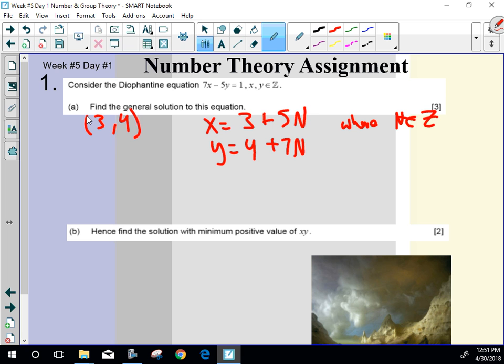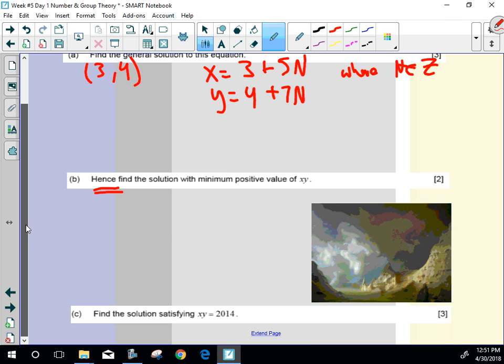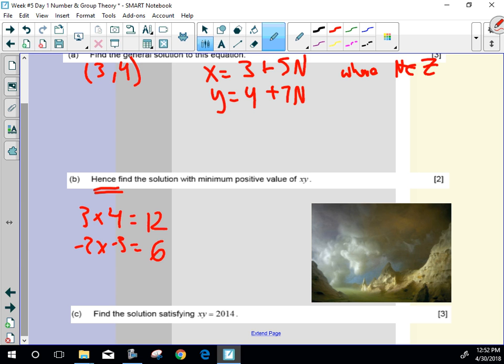Hence, find the solution. Oh, there's your favorite word in IB. Hence, find the solution with the minimum positive value of x times y. Is 3 times 4 the minimum value? What would work? Subtract 5 and you're going to get -2, and then subtract 7, you get -3, and you're going to get 6. So they're just trying to zip you there.